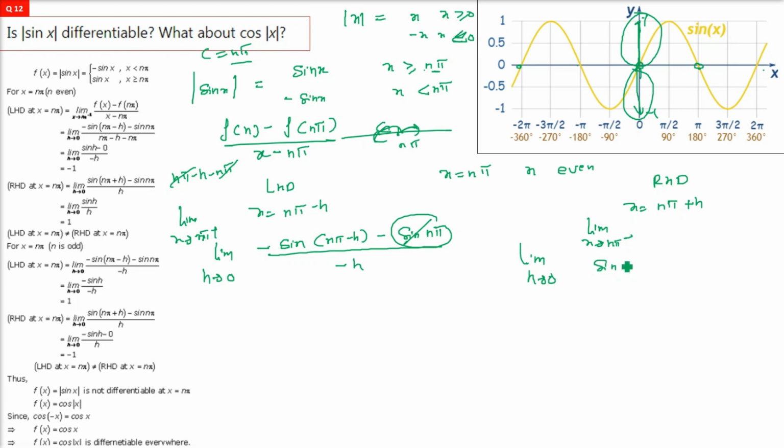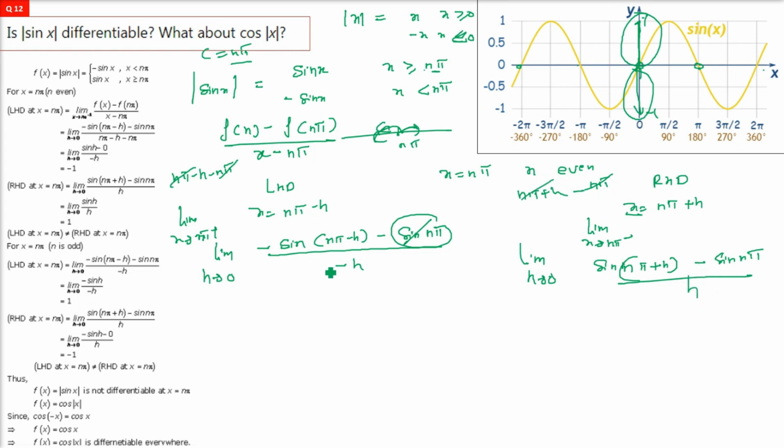But in place of x, you have to replace it by n pi plus h. Please remember, minus sin n pi is of course 0. Let me just complete it because eventually we are going to replace it by 0. What is x minus n pi here? n pi plus h minus n pi. n pi gets cancelled. You have h here.